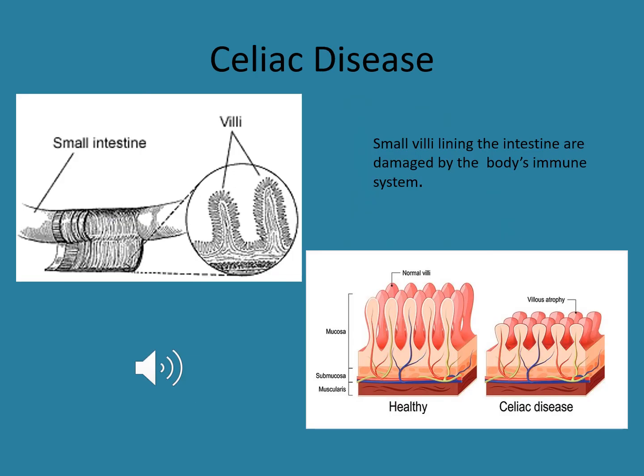Our next intestinal disorder we're going to talk about is celiac disease. Celiac disease is an immune-mediated abnormal response to gluten in a susceptible individual. We tend to find gluten in the protein in wheat and related proteins in rye, barley, and possibly oats. Pathophysiology-wise, the small villi lining the intestines is damaged by the body's immune system, so it prevents absorption of foods and especially fat. That will make sense when we talk about their clinical manifestations next.